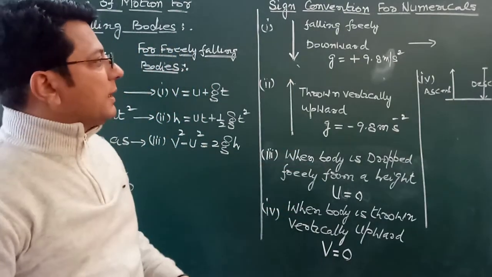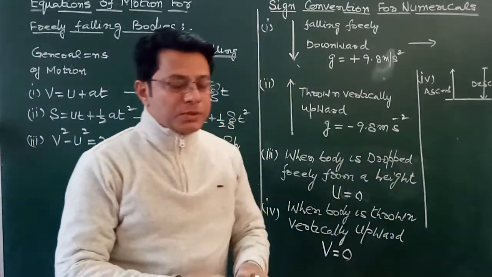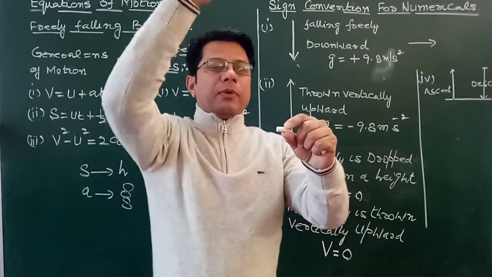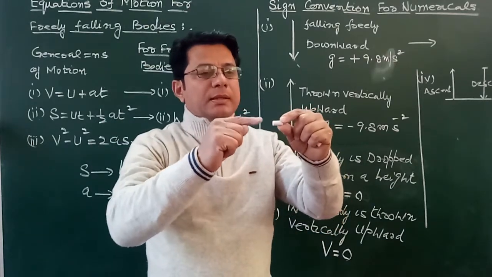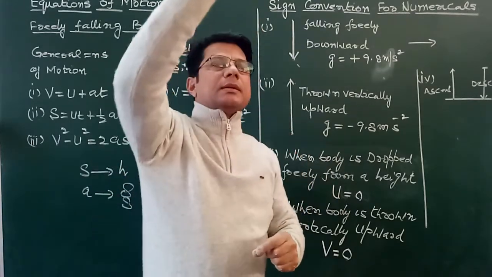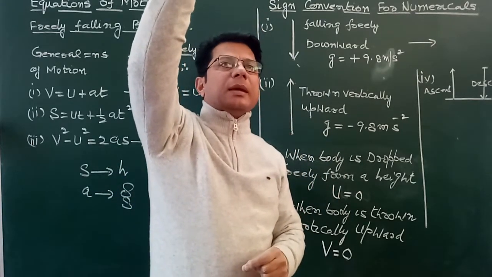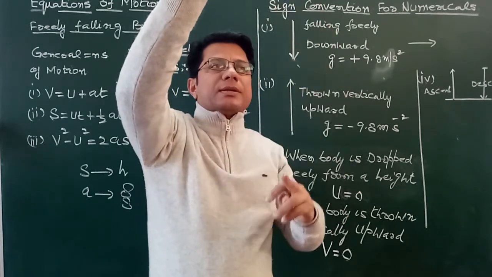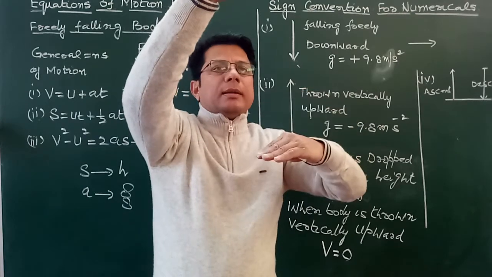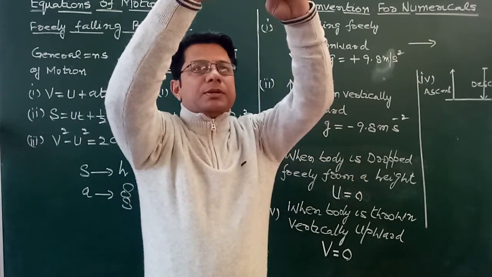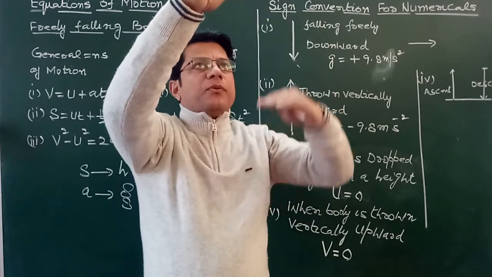And the fifth sign convention is: suppose I am throwing this chalk upward from this point, then this point is known as the point of projection. And this chalk goes from here to here. Suppose it took 2 seconds. This time is known as time of ascent, from the point of projection to the maximum height.